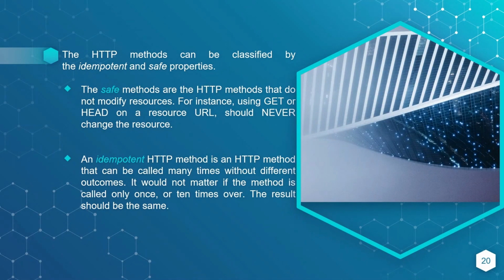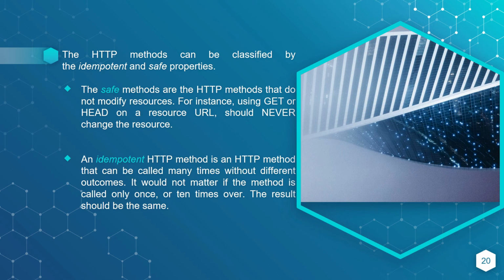So now we will be talking about some of the HTTP method properties. First one is safe, and the second one is idempotent. Safe methods are the HTTP methods that do not modify the resource. For instance, using get or head on a resource URL should never change the resource. So safe methods are those that do not change or modify the resources. Those methods are called safe methods.